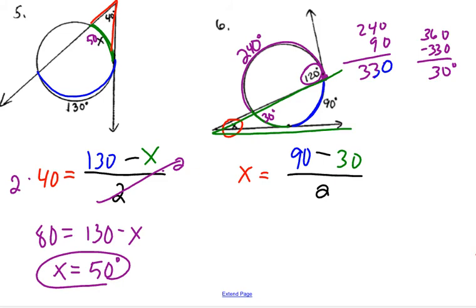And now I'm just looking at this angle. And this is one of those where you don't have to do the algebra, just do the math. 90 minus 30, giving me 60 divided by 2 for an answer of 30 degrees for my exterior angle.